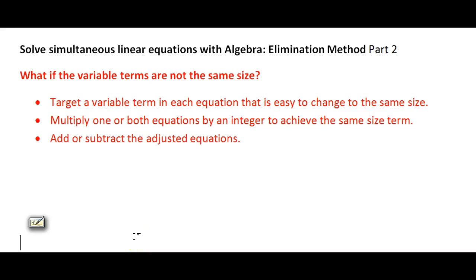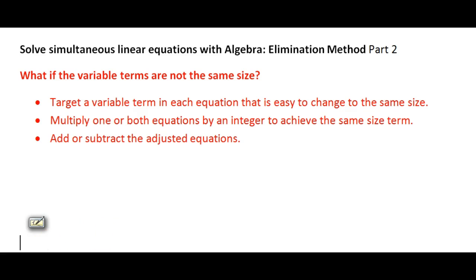This is the second part of the video looking at solving simultaneous linear equations using the elimination method. Here we're going to look at what happens when the variable terms are not the same size. What we do is we target a variable term in each of the equations that's easy to change to the same size. We then multiply one or both of the equations by an integer to achieve the same size term, and then we're going to add or subtract the adjusted equations like before.